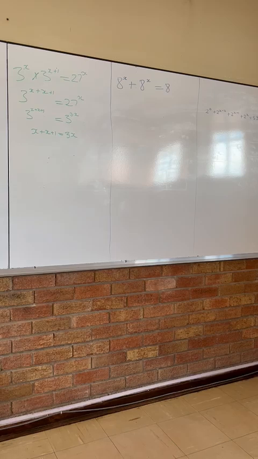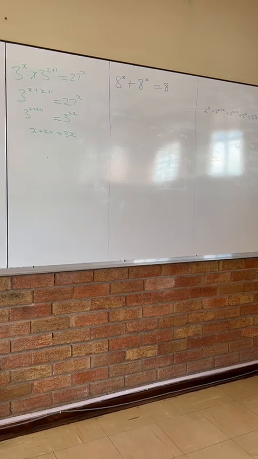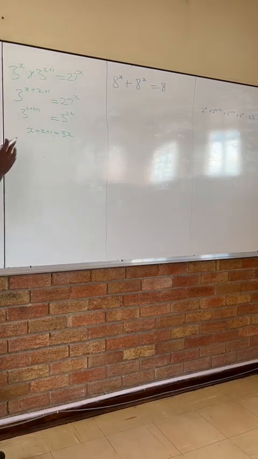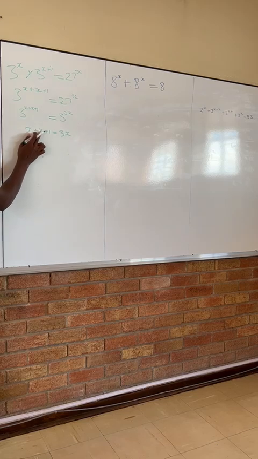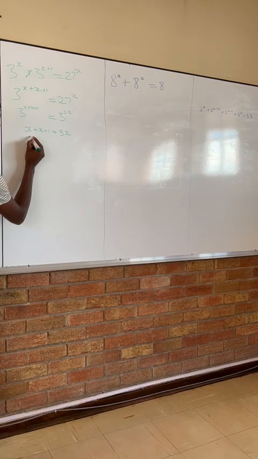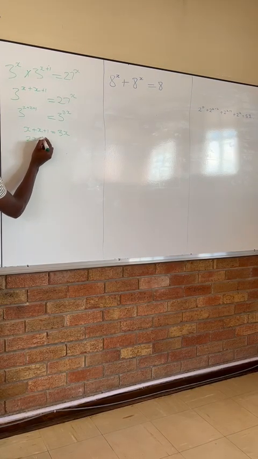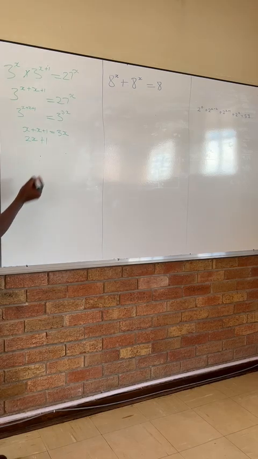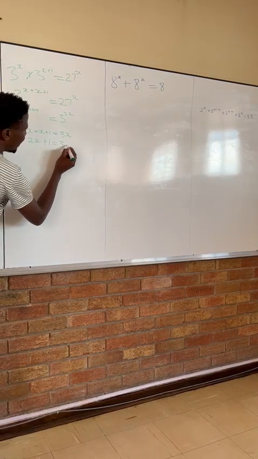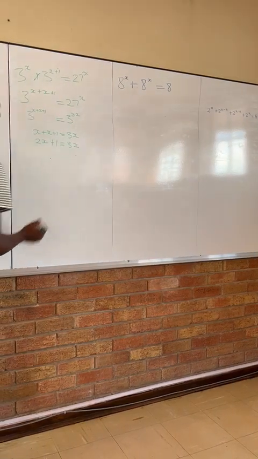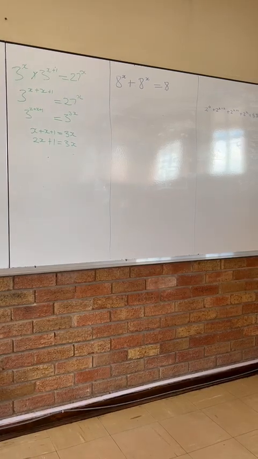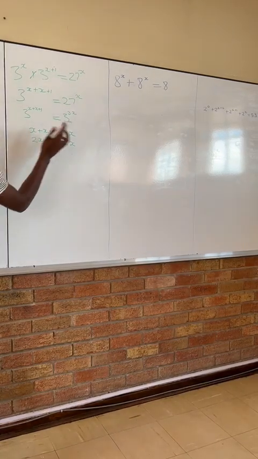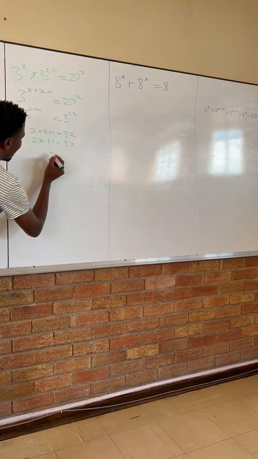So, add the like terms. x plus x is now 2x, plus 1 is equal to 3x. So, we transpose 2x.